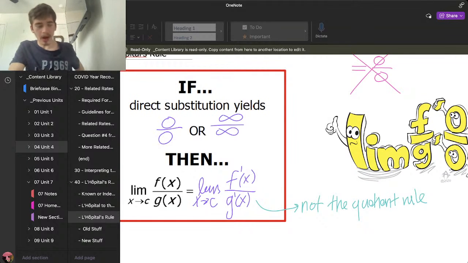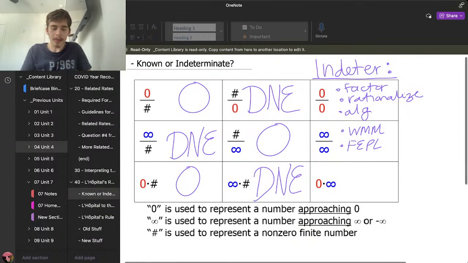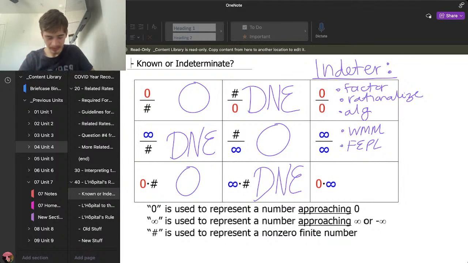Why 0 times infinity intermediate? Because mathematically we can't just say that's 0 and we can't say that's infinity, so we just call it indeterminate.